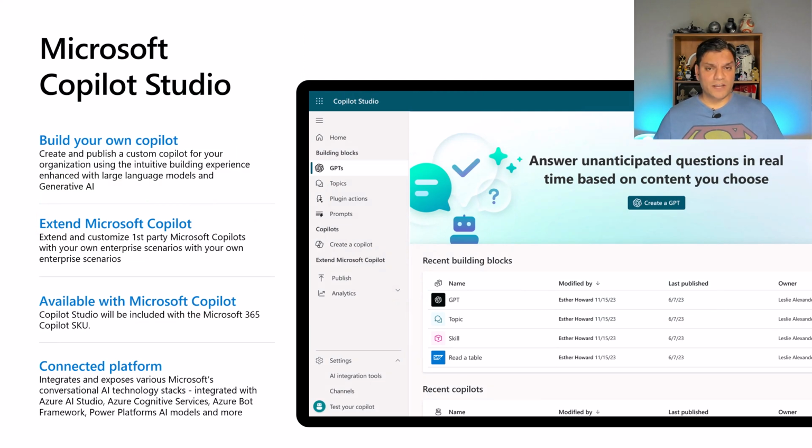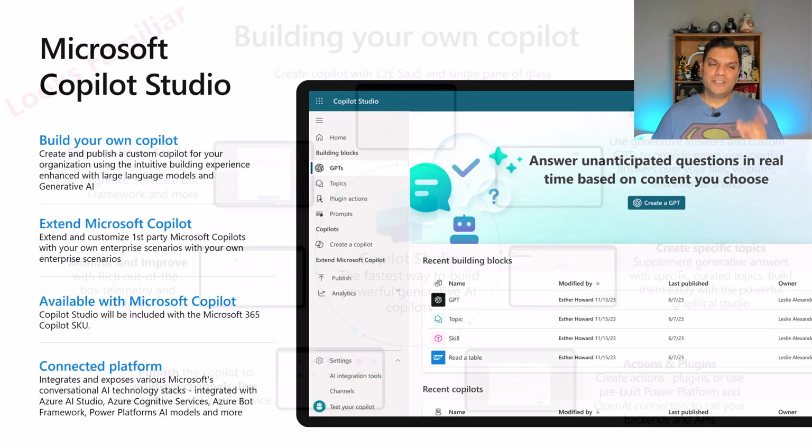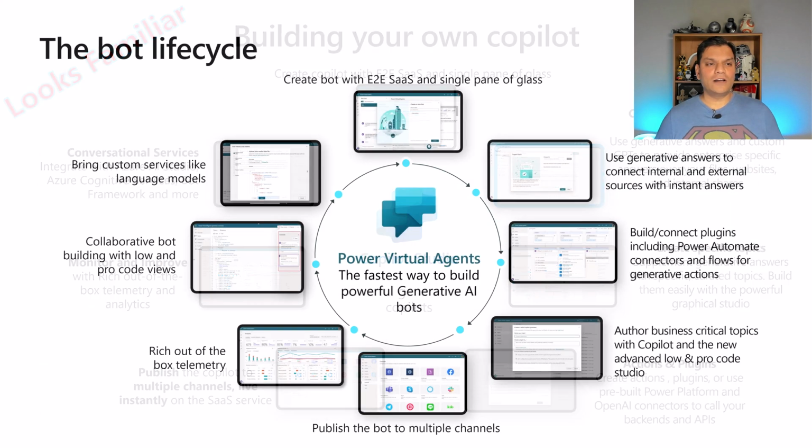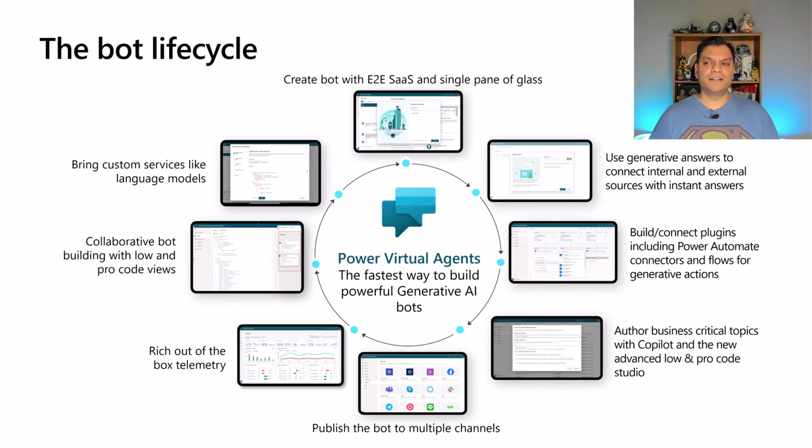This is the overlook and feel of what the Copilot Studio is. It's where you go ahead and build your own Copilot, right down to going and connecting it to the platform. But you know what? This looks very familiar because the building of your own Copilot directly looks a lot like what we had the bot lifecycle. And remember, even the bot lifecycle has the end-to-end SaaS as a single pane of glass.